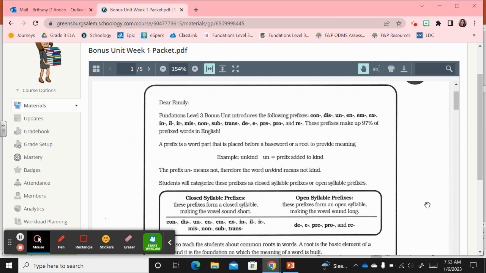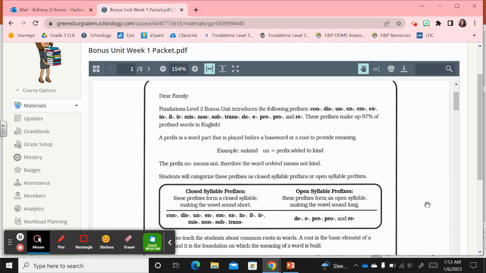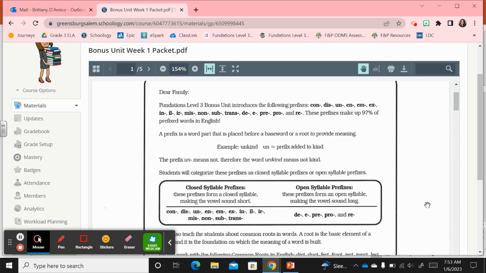It says, Dear Family, Foundations Level 3 bonus unit introduces the following prefixes: con, dis, un, en, em, ex, in, ill, ear, miss, non, sub, trans, de, e, pre, pro, and re. These prefixes make up 97% of prefixed words in English.